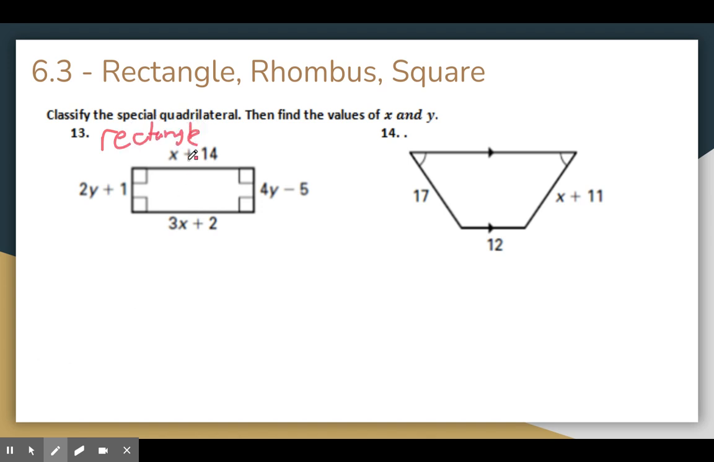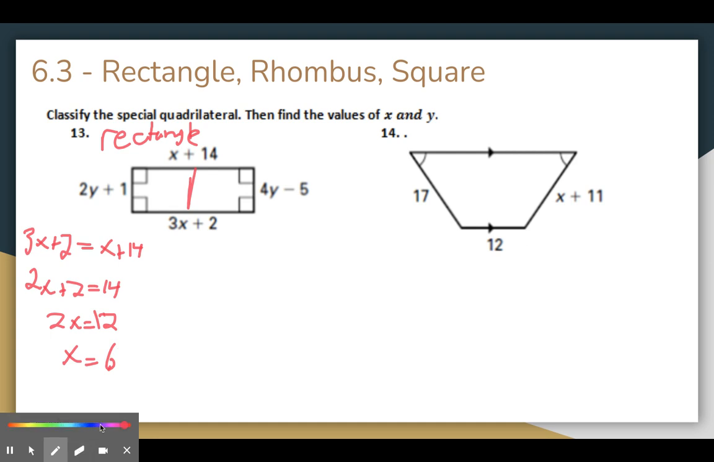And then if we're solving for x, these are opposite sides. So we set those equal to each other. 3x plus 2 is equal to x plus 14. Subtract x from both sides, you get 2x plus 2 equals 14. Subtract 2 from both sides, we get 2x is equal to 12. Divide both sides by 2, you get x is equal to 6.